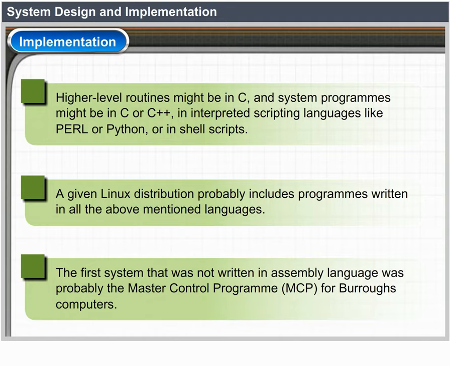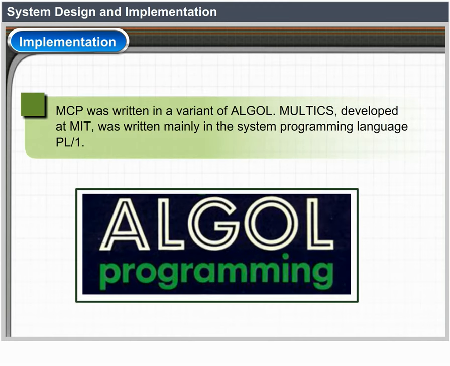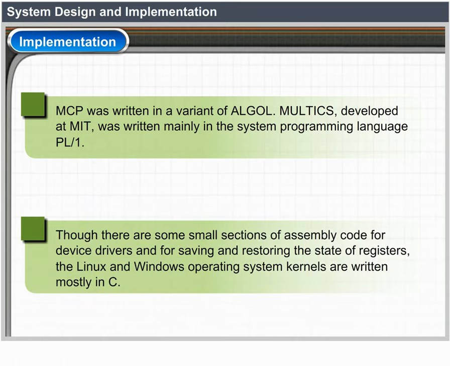MCP was written in a variant of ALGOL. Multics, developed by MIT, was written mainly in the system programming language PL/1. The Linux and Windows operating system kernels are written mostly in C, although there are some small sections of assembly code for device drivers and for saving and restoring the state of registers.